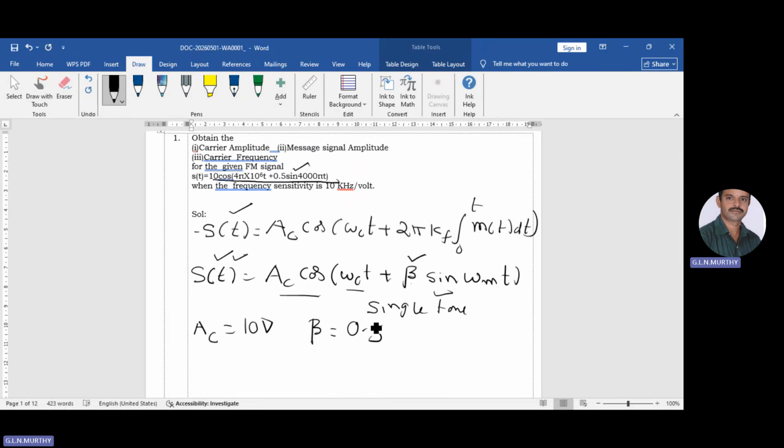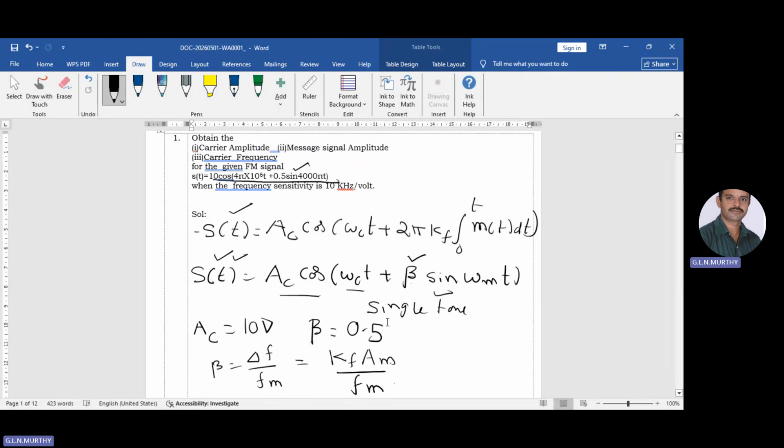So it is better you write down the expression for beta. Beta equals Δf by f_m. We know what Δf is. Δf is given as k_f into A_m. These are a few expressions everybody must remember because they are the fundamental basics. Beta is the modulation index. Δf is the frequency deviation. f_m, with suffix m, is the message frequency. k_f is the frequency sensitivity. A_m is the message amplitude, which we have to estimate, and f_m is the message frequency.